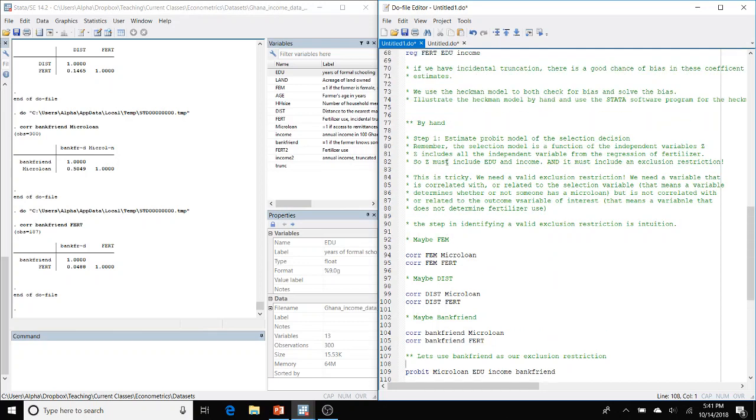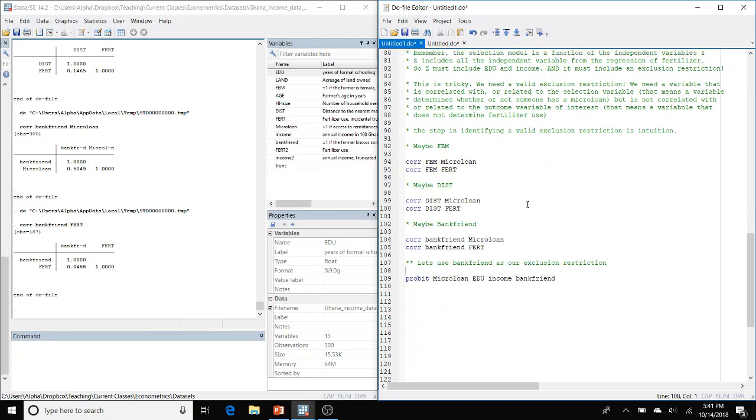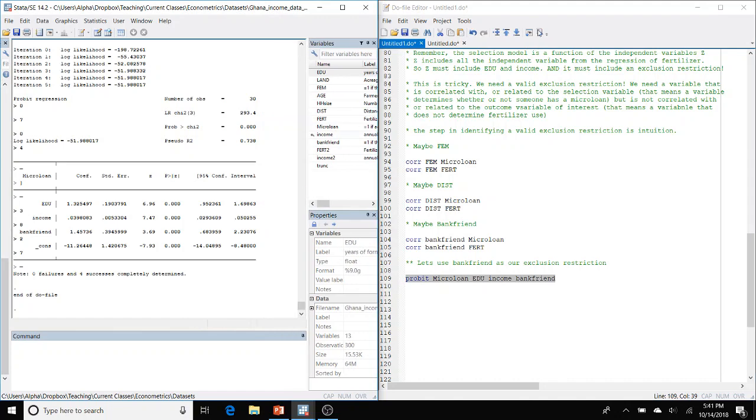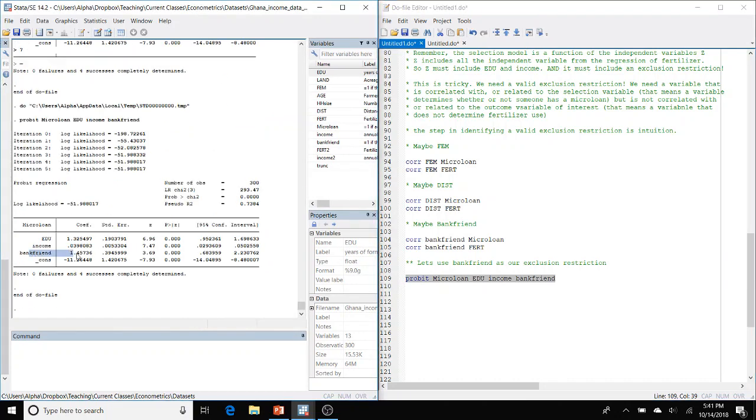Step 1 is to estimate the appropriate model of the selection decision, and it needs to include an exclusion restriction, which is going to be bank friend. So let's estimate that. Okay, and as we would expect, bank friend is significant in the selection equation, which is important. Now we need to calculate the inverse Mills ratio. We're just going to do it the easy way.